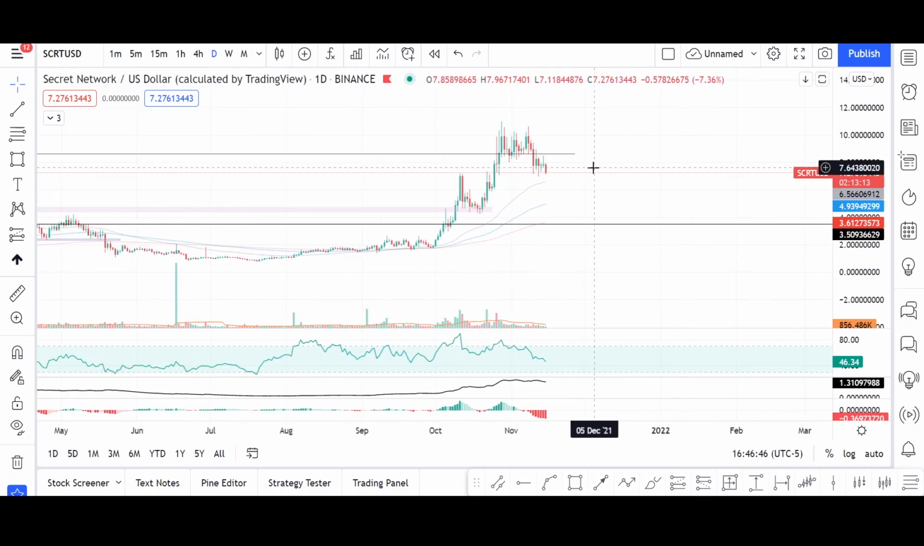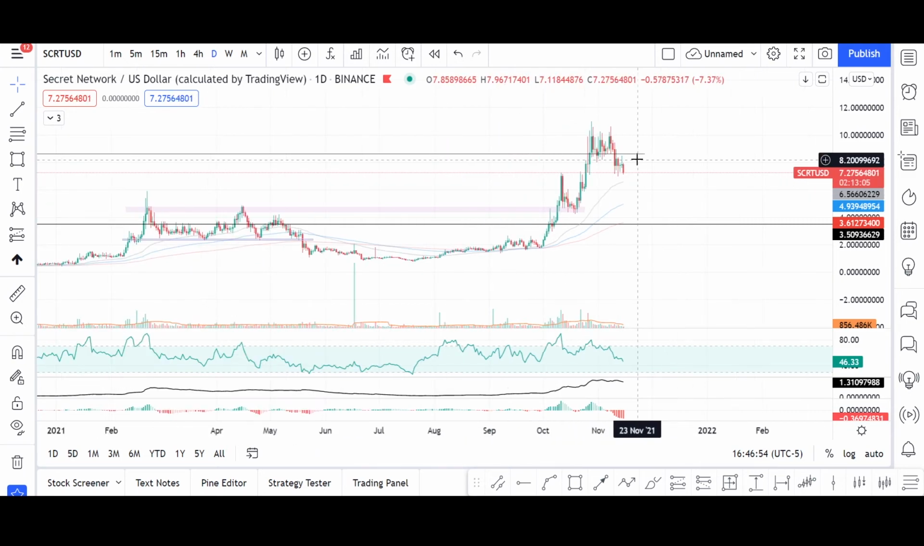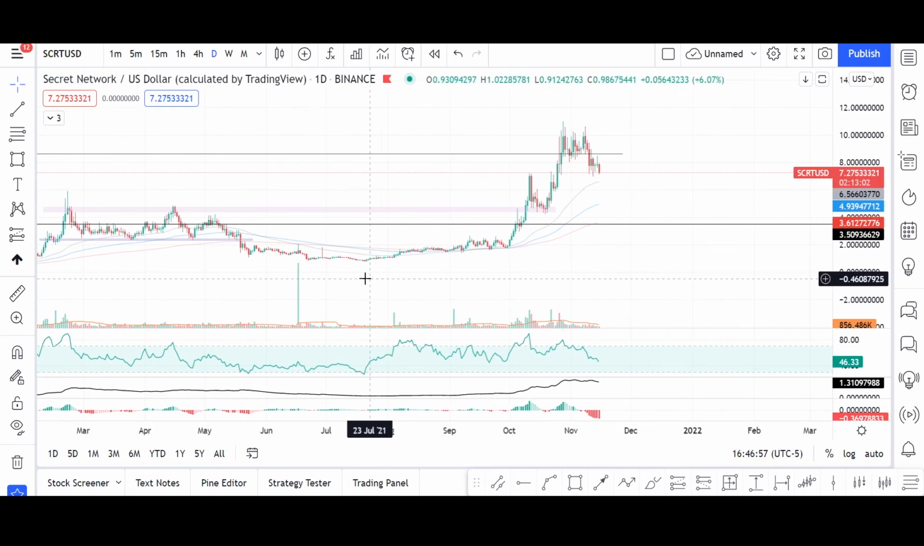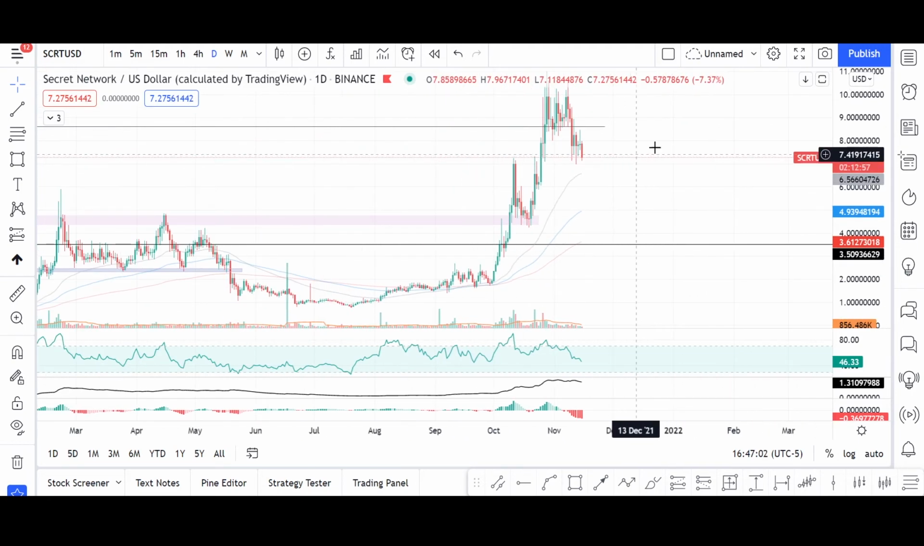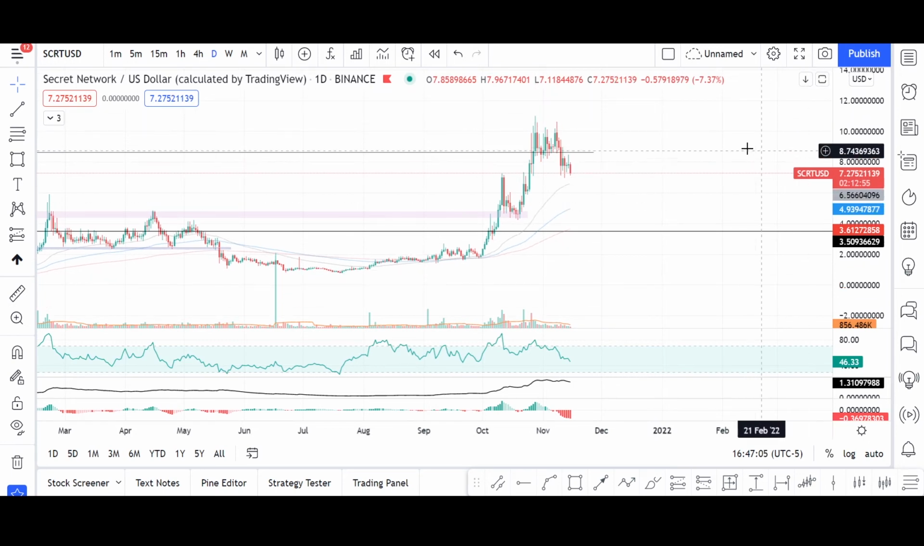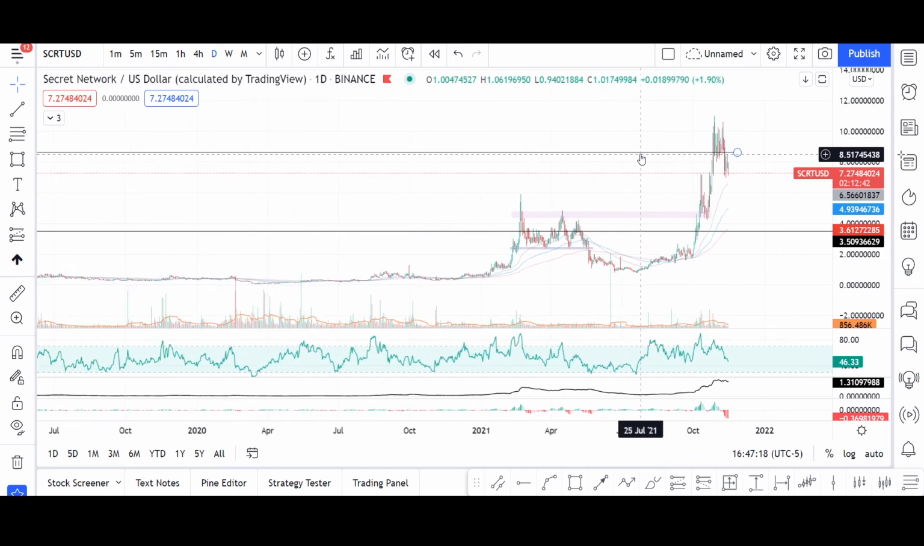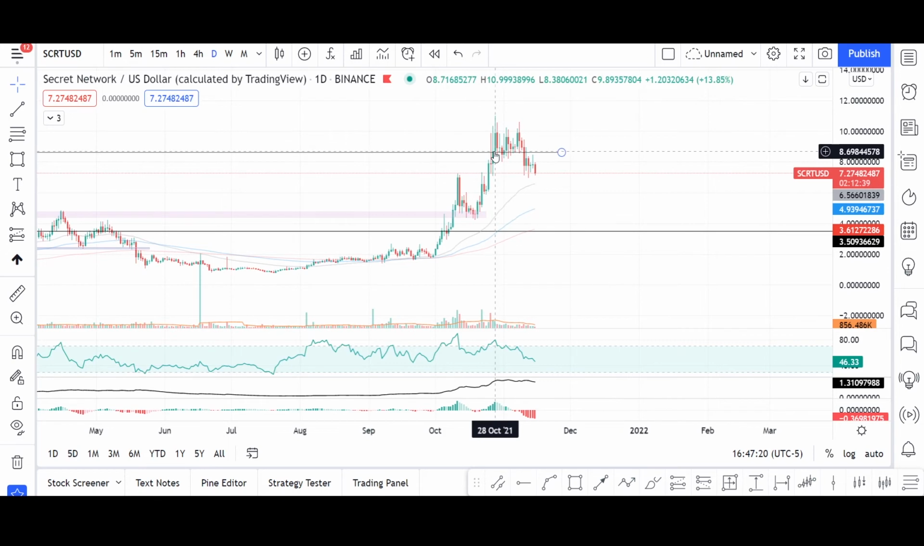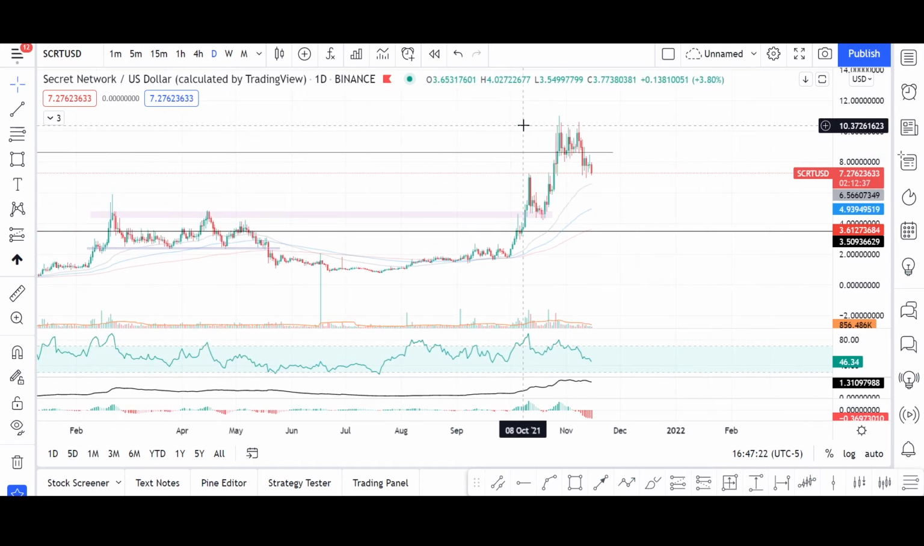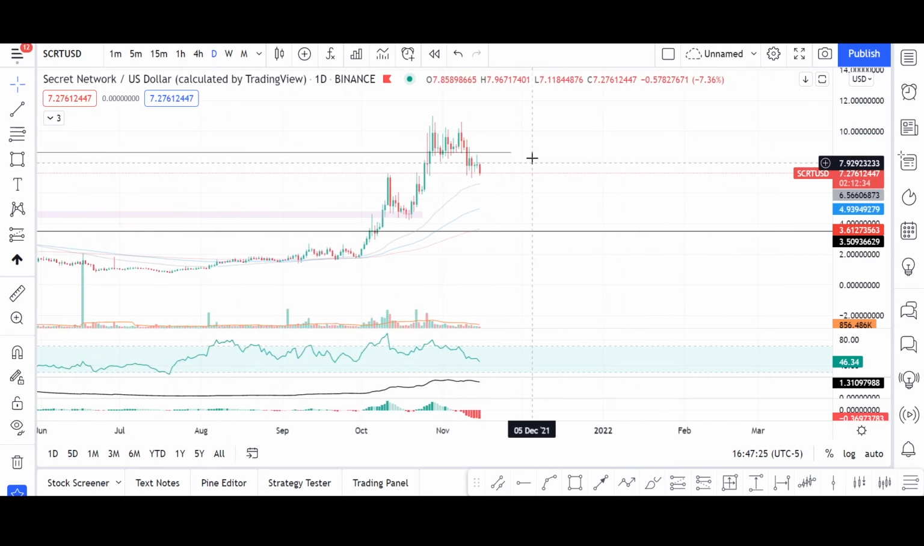So let's have a look at the technicals of Secret Network. Secret Network right now is in a very strong uptrend since July of 20. Right now we have just forced the all-time high that had been set in January of 2018, so it was the previous alt season. Right now we are struggling with crossing through 10 bucks, so it's quite a psychological level right here.